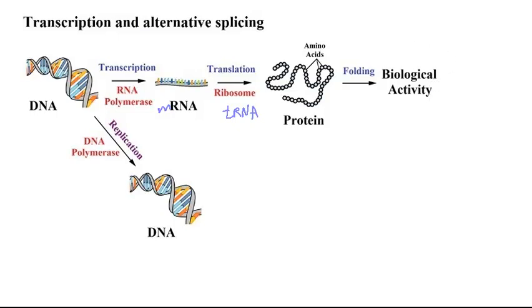So you might have noticed that I've talked about mRNA, tRNA, and we also have another type of RNA called ribosomal RNA. So let's go over the difference between every one of them. So first we have mRNA, then we have rRNA, and then we have tRNA.